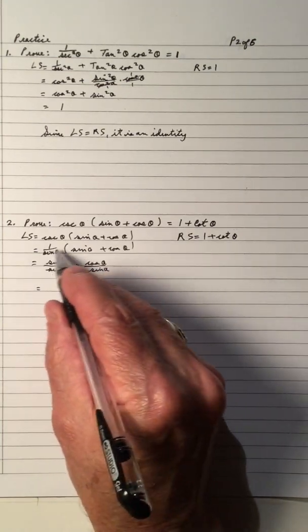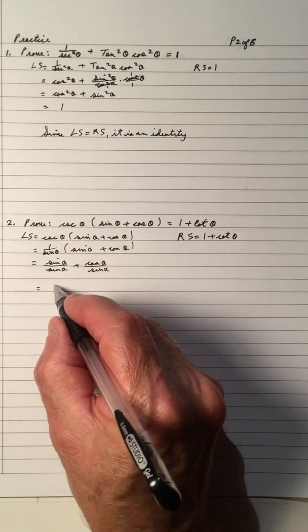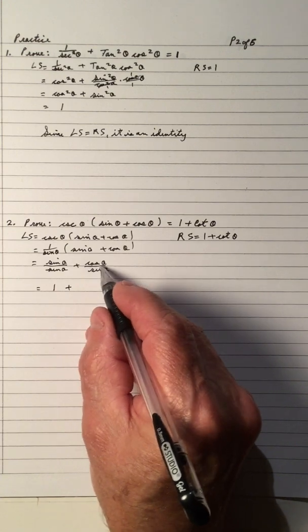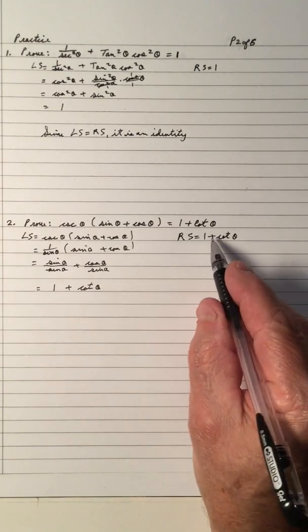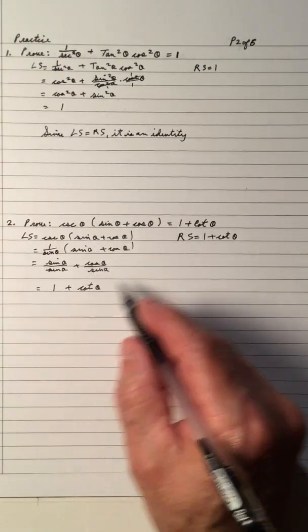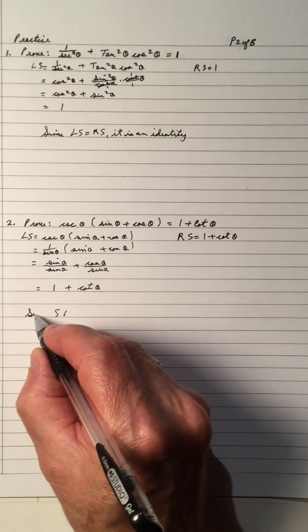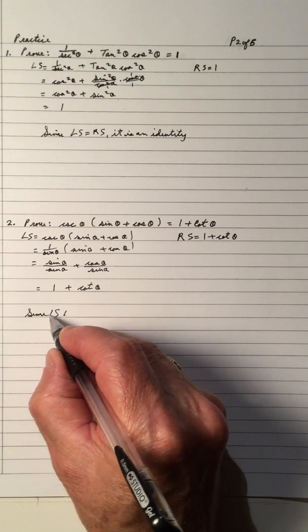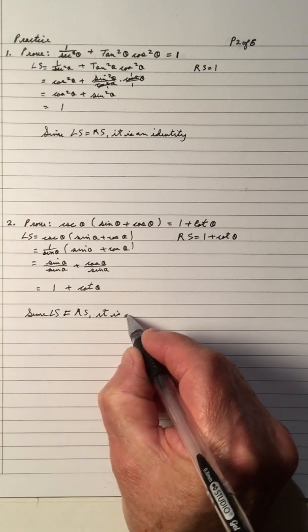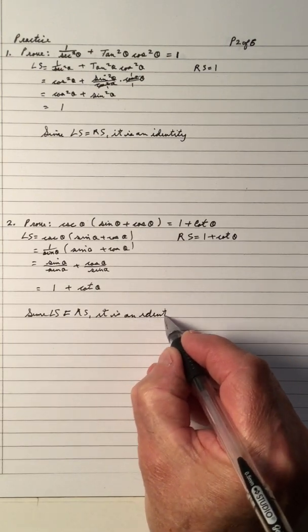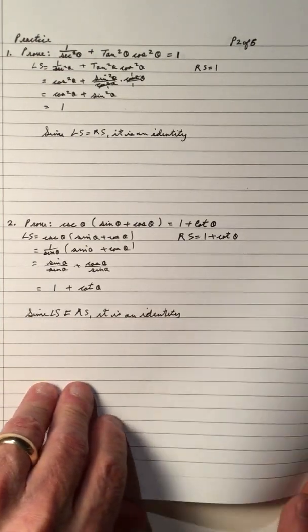And when I multiply, now I'm going to add, but I can simplify this fraction here. So sine over sine is 1, and cos over sine is cot. And exactly, everything worked out. So I picked the right side to work down, so there's no hassles. So let's write down: since the left side equals the right side, it is an identity. Okay, that's one page done.